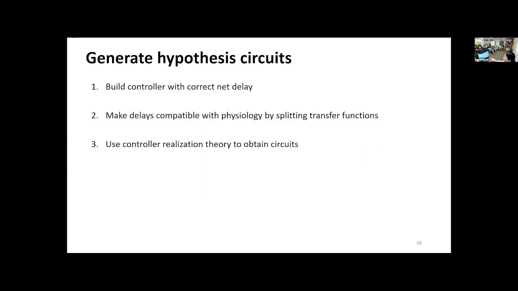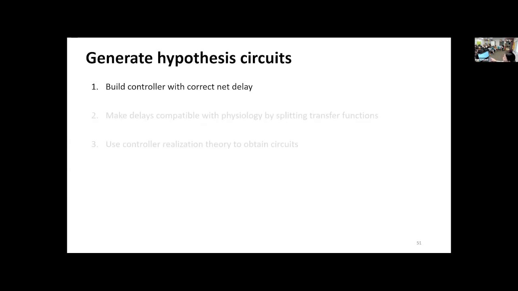Okay, so there's 3 steps to doing this. First, this is not the only way, but this is the way that I found. First, you build a controller that has the correct amount of delays in total. Then you're gonna force the delays to be in the right place of the controller by splitting transfer functions. You'll see what I mean in a moment. And then finally, we do the fun bit, which is we convert that stuff to circuits.